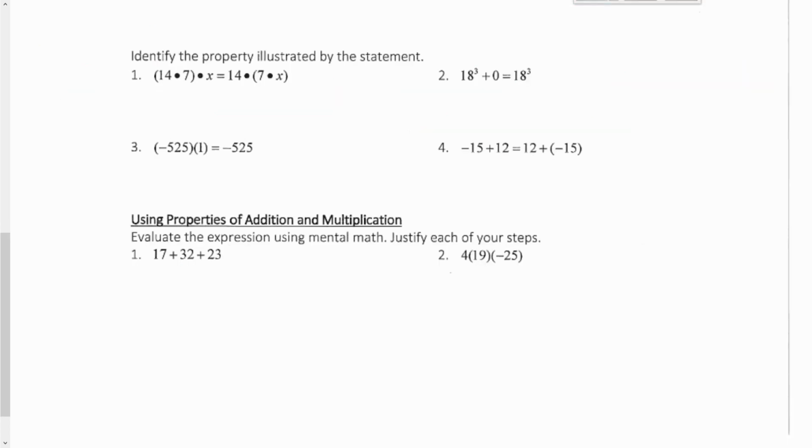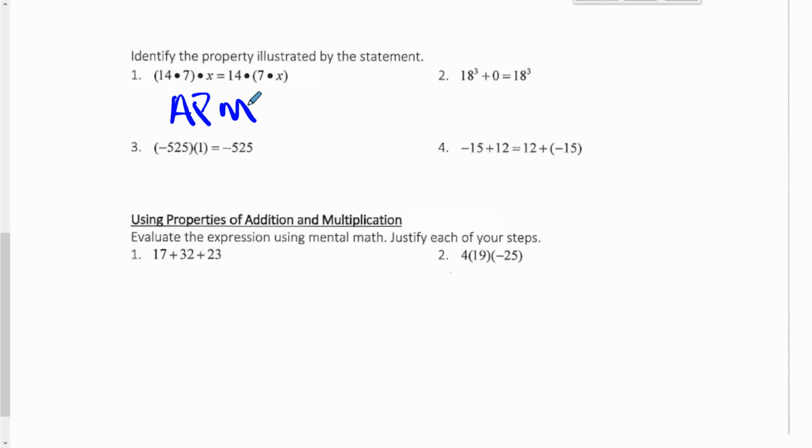So if you look at this section, the directions say to identify the property illustrated by the statement. So our first one is (14 times 7) times x is equal to 14 times (7 times x). So first off, we know that it's going to be a multiplication property. And then if you look, we have grouping symbols. We have these parentheses that get changed, their location changes. So we know that that's the associative property of multiplication.